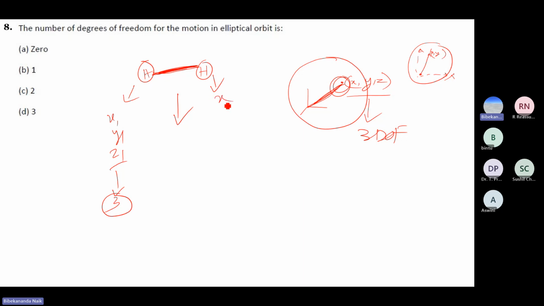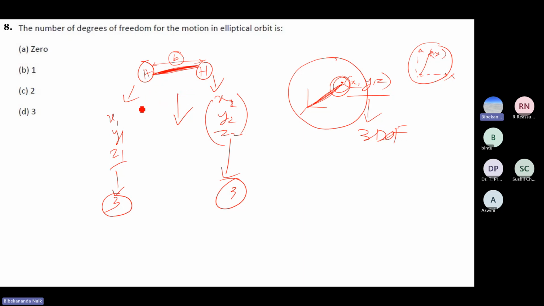We also need three other coordinates to define x2, y2 and z2. So there are 6 coordinates we need to define. But here, if you see, the two hydrogen atoms are always bonded with each other, so there is a fixed distance between these two. Suppose this distance is bond length b. So this is a constant of their motion.